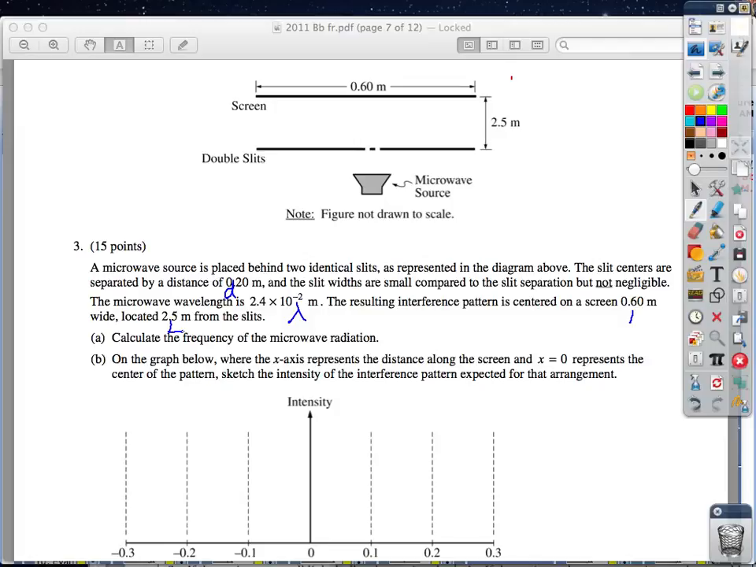Okay, so which of all this data do you use to figure out the frequency? That's it. Right, because v is f lambda. So f is v over lambda, and v is c. So it's 3 times 10 to the 8th meters per second divided by, what is this, 0.024 meters?